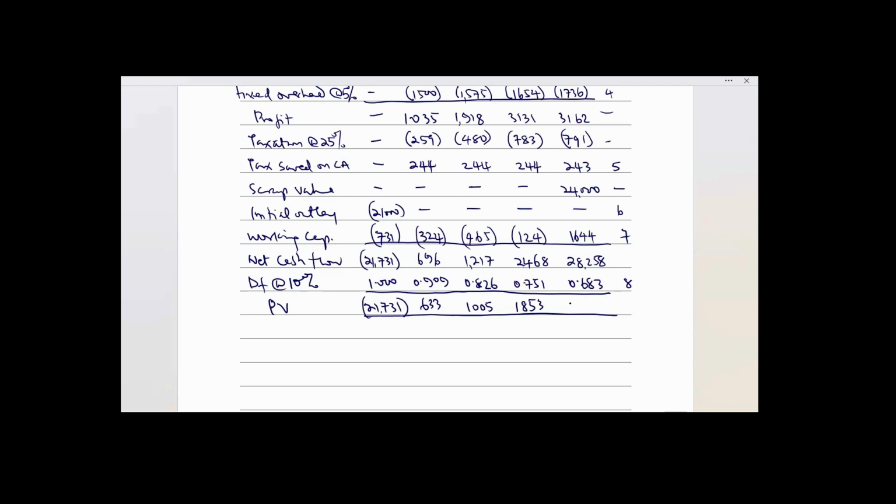Yeah, it's correct, sir. Okay. Therefore, 19,300. So 19,300 plus 1853 plus 1005 plus 633 minus 21,731. Final answer. What do you have as your base case NPV? 1060. Thank you. 1060 is the base case NPV.